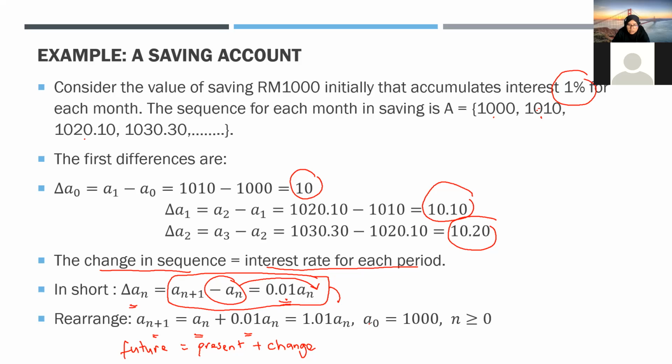So and then A naught is 1,000 and is a positive value. So you can see that you need to know the previous value before you go for the next value.